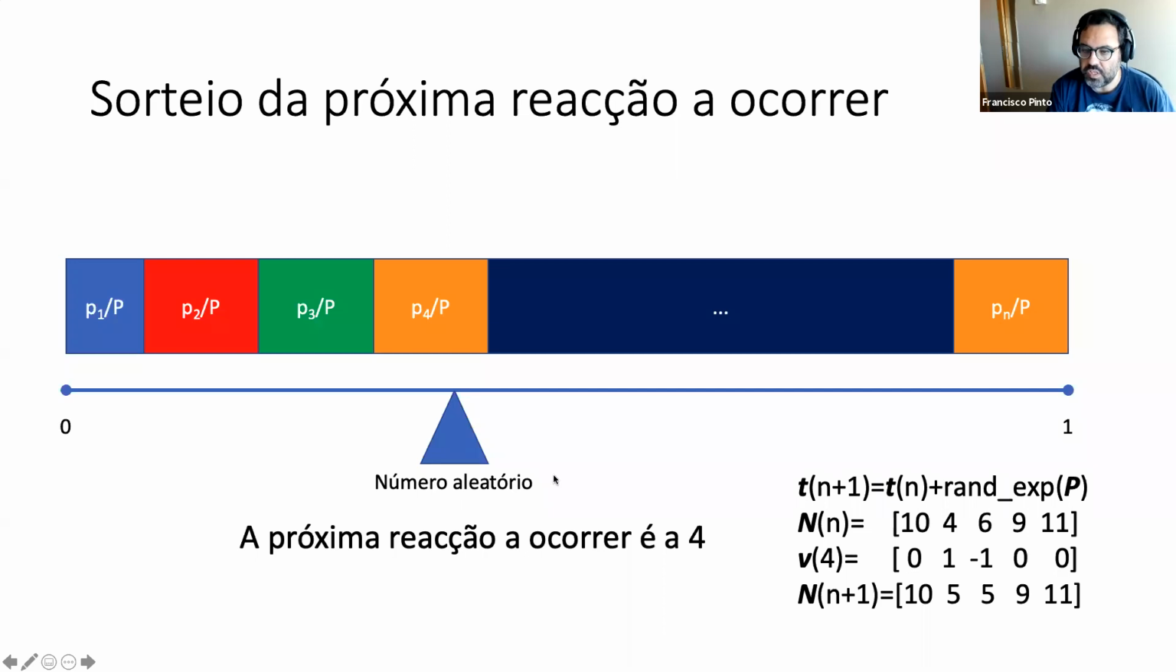And so you can repeat this cycle, in which you need to generate 2 random numbers: one from the exponential distribution, and another from a uniform distribution to choose which process.